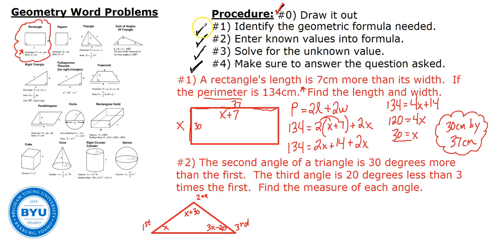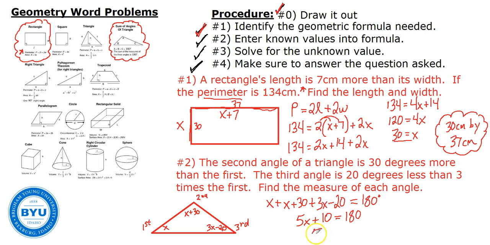Step number 1. The next step is to identify the geometric formula. We're dealing with angles of a triangle. Let's see if we've got angle. Look at this one. Angles of a triangle. All angles add up to 180 degrees. So that's the formula I'm going to use. Let's enter in our known values. The first angle is x. The second angle is x plus 30. And the third angle is 3x minus 20. And I know that all angles of a triangle will have a sum of 180 degrees. Now let's solve. x plus x plus 3x, that's 5x. And 30 minus 20 is 10.